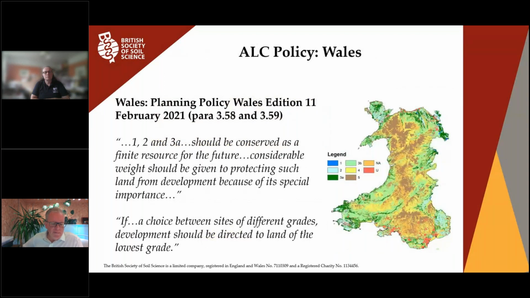So in Wales, it's a similar situation. They have their own planning system, and the planning policy set out in Planning Policy Wales Edition 11. Again, reference to the best and most versatile lands, grades 1, 2, and 3A, because it should be conserved as a finite future resource. And again, basically a sequential approach to using lower quality land in preference to high quality land. Okay, next slide, please, Dom.